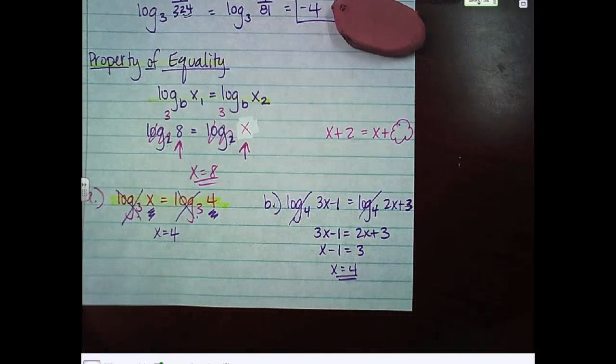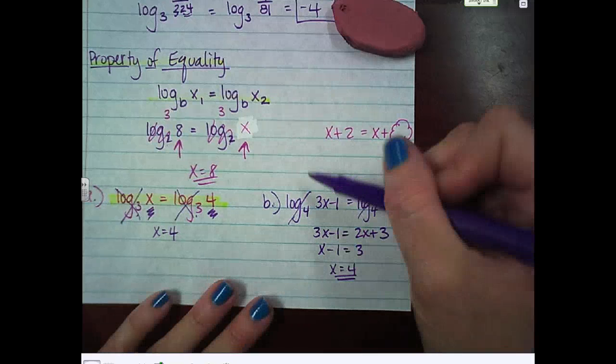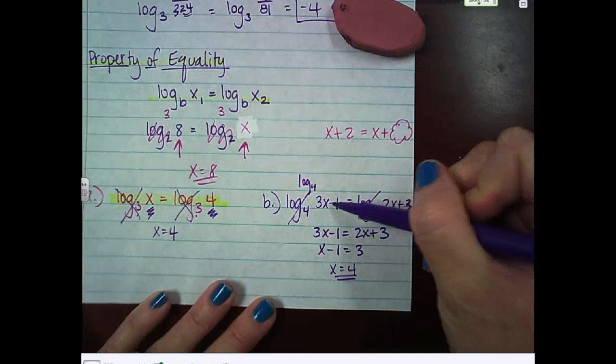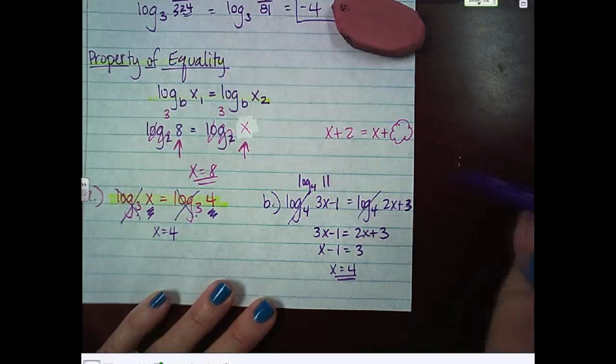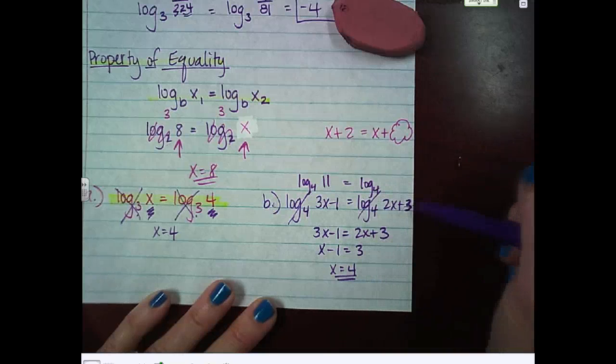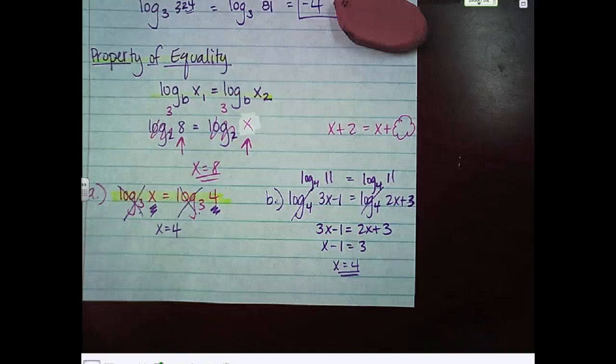And you can test it if you want. Look for a second. I have log base 4, and I plug in 4. 3 times 4 is 12, minus 1 is 11. Log base 4 of 11 equals, here I've got log base 4. If I plug in 4, 8 plus 3 is 11. Do those equal each other? Yes, so it worked. I'm not going to make you check it every time. I was just showing you.